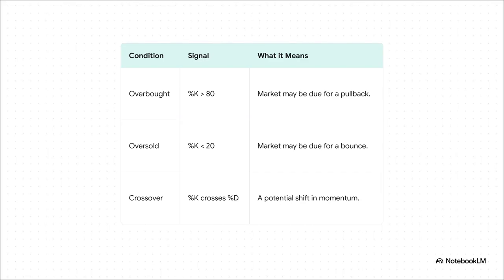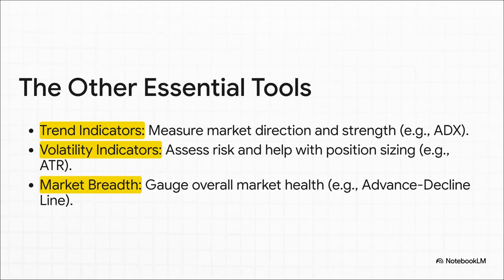And here's where it gets really practical. Let's take a classic tool like the stochastic oscillator. It's not just a squiggly line. It gives you concrete signals. When it gets above 80, that's your overbought warning, a sign the market might need to cool off. And when it dips below 20, that's oversold, which could mean a bounce is on the horizon. See? Simple, actionable rules. But momentum is just one piece of the puzzle, right?